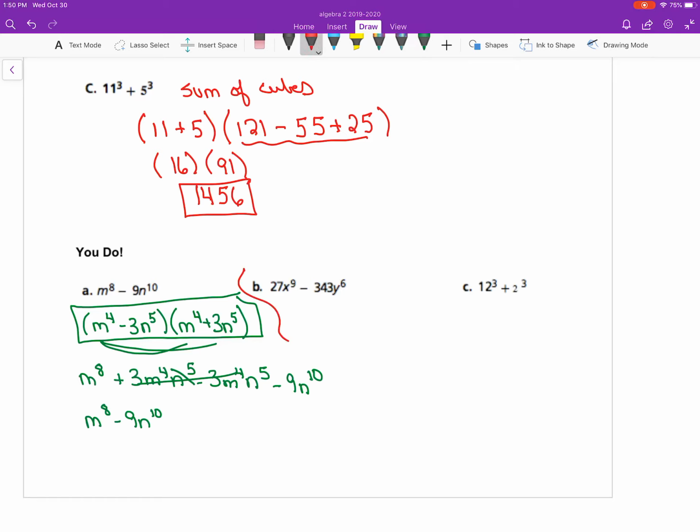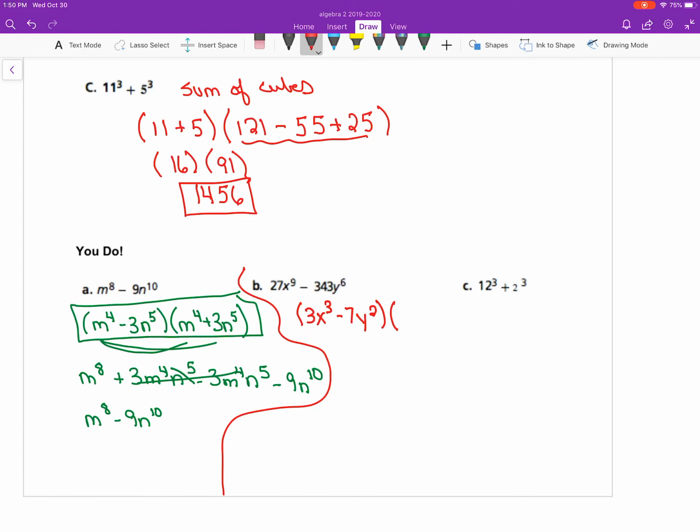Okay, for this next one, we have a difference of cubes. So again, cube root the first term. The cube root of 27x to the 9th is 3x cubed. The cube root of 343y to the 6th is 7y squared. Because 3x cubed times 3x cubed times 3x cubed gives me 27x to the 9th. And 7y squared times 7y squared times 7y squared gives me 343y to the 6th.